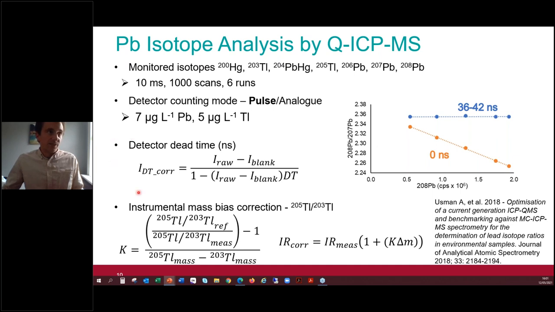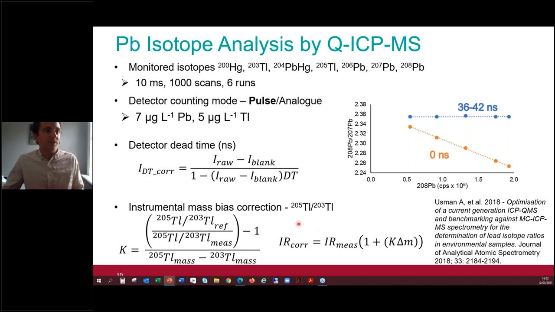But it's also important that we did the detector dead time correction at the start of each measurement session. So essentially, if you set the detector dead time to 0 nanoseconds and you increase the concentration of lead, what you find is that this has an impact on the lead isotope ratio. So using this equation, you can calculate the correct dead time factor to use for your detector, and then you should see no effect on the isotope ratio with concentration of lead. And this was typically in the range of 36 to 42 nanoseconds for our measurement sessions.